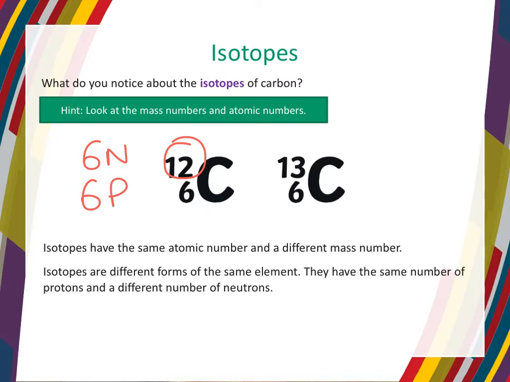But over on the right here, we have got our 6 protons, but we need to get up to 13. Well, 13 take away 6 is 7. So that carbon must have more neutrons. So an isotope has the same atomic number, but a different mass number. Isotopes are different forms of the same element. They've got the same number of protons, but a different number of neutrons. So this just means that they have slightly different properties from each other.